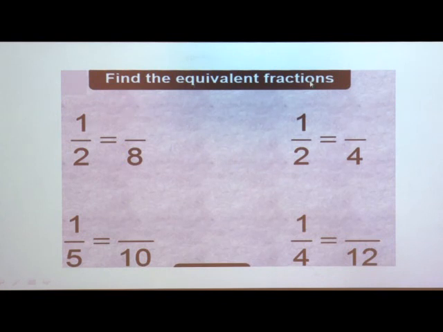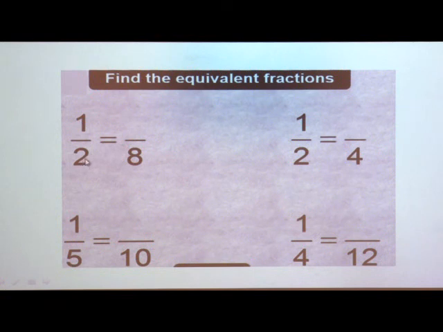Find the equivalent fractions. What will be here? Yes, what is this? 1 upon 2. 1 is in the numerator and 2 is in the denominator. We have to find the equivalent fraction of this. Here they have already given an 8 in the denominator. So, what do we have to think? We have to multiply. Yes, first method we will use.